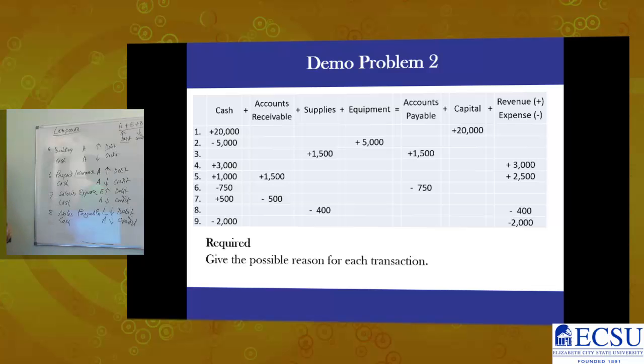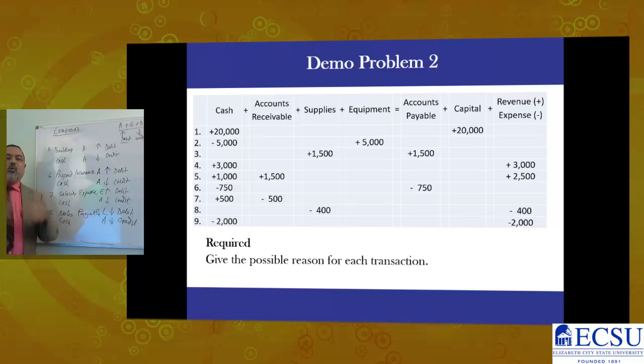Now demo number 2 is, as you can see, what we are given is we are given an accounting equation, and then what we are asked to do is give the possible reasons for each transaction. So now let's just see the first transaction. What is happening in the first transaction? Cash is plus and capital is also plus. So what does that mean? It would mean there is an increase in capital. So that is number 1.